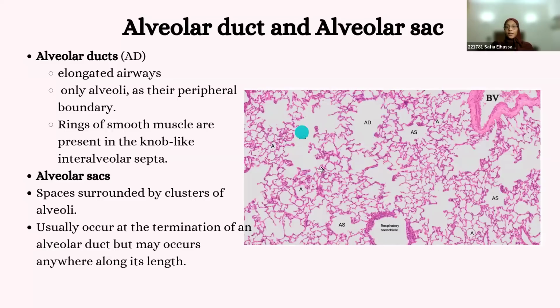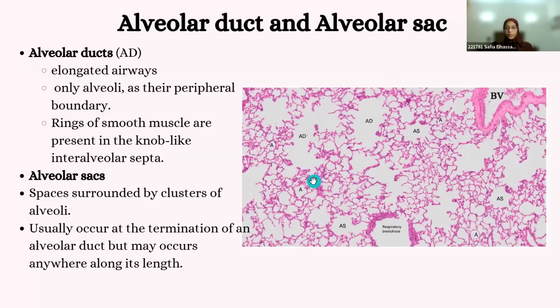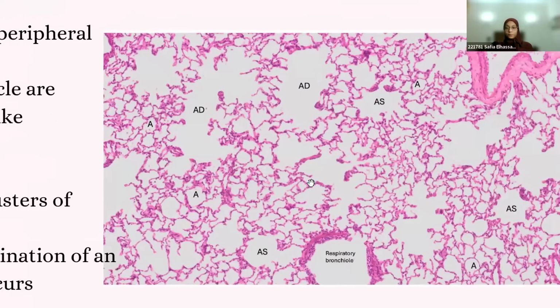And then at the end here, you have the alveolar sacs, which are spaces that are surrounded by the alveoli. They typically happen at the end of an alveolar duct. So it would be the duct and then the sac at the end, but it can occur anywhere.